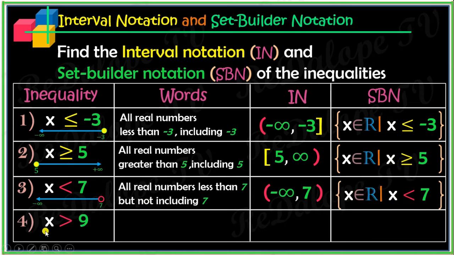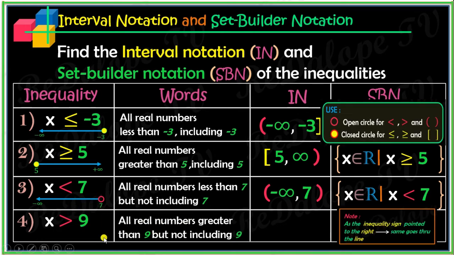For number 4, we have x is greater than 9. The solution set is all real numbers greater than 9 but not including 9. So we have this graph. We use the open circle here since this is greater than. And the direction should also be to the right since the symbol points to the right.